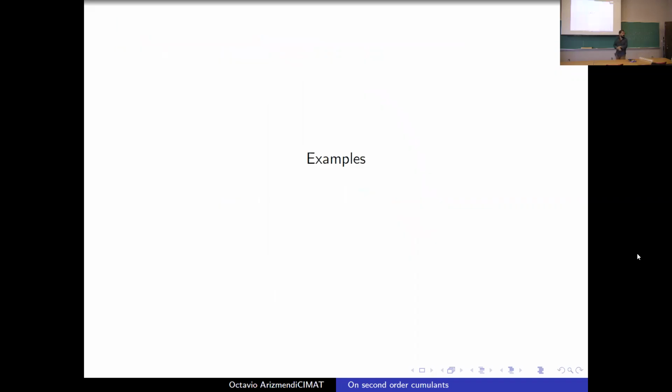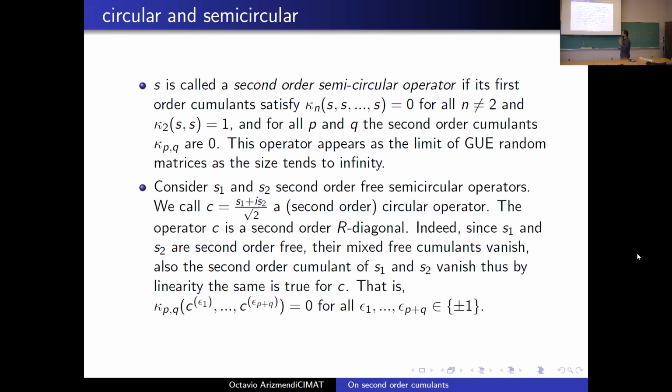I was rushing maybe a lot because I started late, so I have time for examples, which is maybe the most interesting thing about the talk, if you don't like combinatorics. So the first example is what we call a second order semicircular. This is the limit of a GUE. What do we get in the limit? Basically, all the cumulants are zero, except that first order and second order cumulants are zero. And this is known, that in the limit you get this, except for K2.